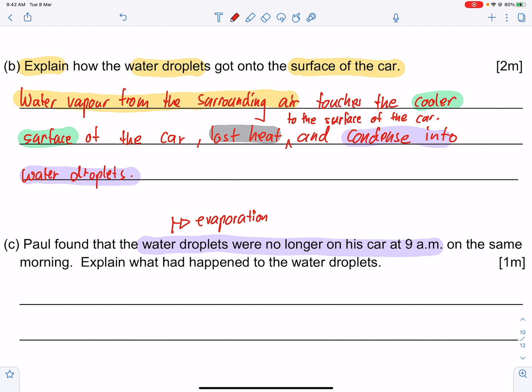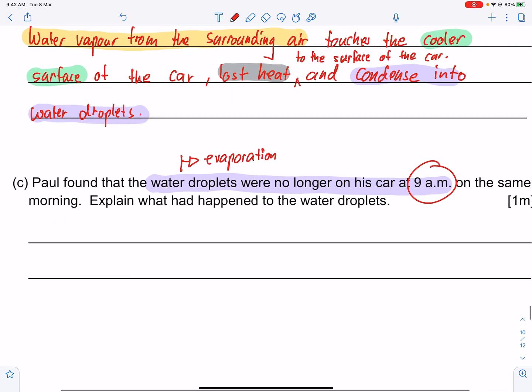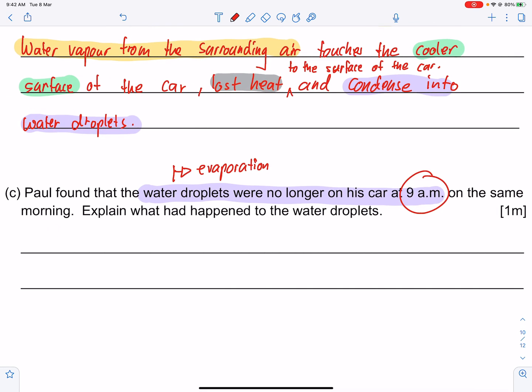And with evaporation, you will need heat gain. With heat gain, I always remind you all this thing, right? Where is the source of the heat? The direction of heat. From where to where? So at 9, you realize that there is actually a contrast between the two times, 9 a.m. and 5:30. What is the difference between 9 a.m. and 5:30? The most obvious would be the sun has come out.